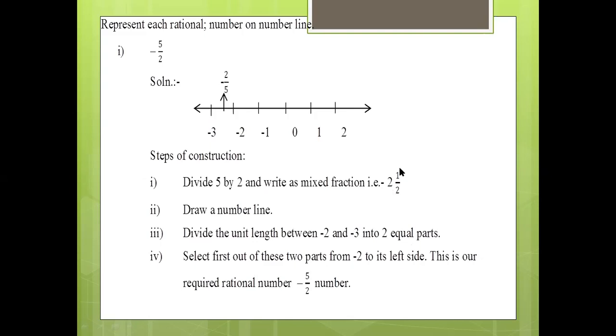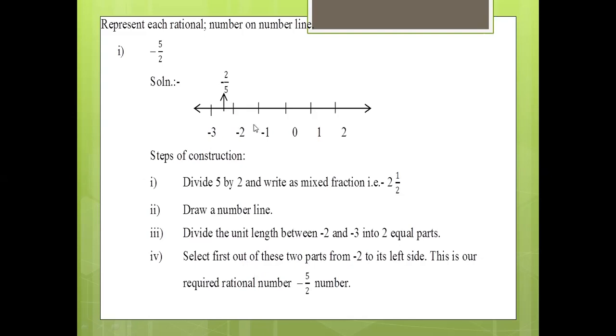After minus 2, now you focus on this fraction, 1 over 2. Look at the denominator. Denominator is what? 2. So it means that the distance between minus 2 and minus 3, you divide into two equal parts. This is the first part, and this is the second part. Select the first out of these two parts from minus 2 to its left side.